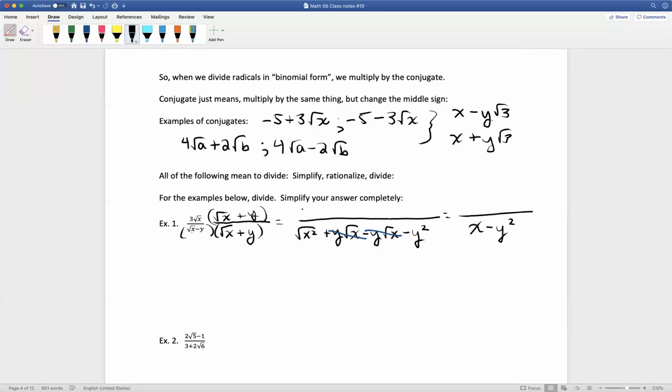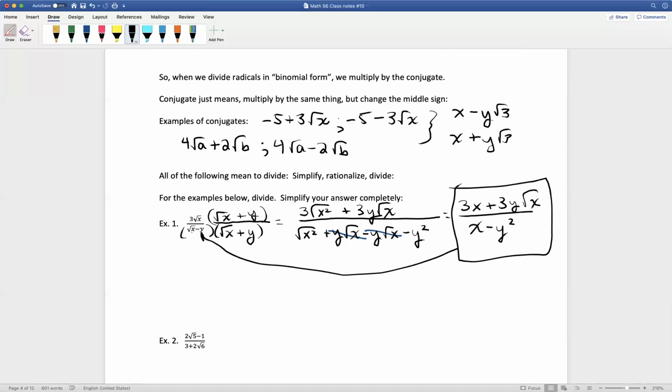So 3 square root of x times the square root of x is 3 square root of x squared. 3 square root of x times y: 3 is on the outside of the radical, y is on the outside of the radical, square root of x. Anything that we can do to simplify this? Well, sure, the square root of x squared is x. So we have 3x plus 3y square root of x. We can't simplify that one factor of x. So this is equivalent to this, except we got rid of the radicals in the denominator.